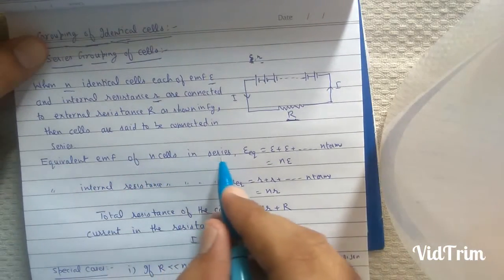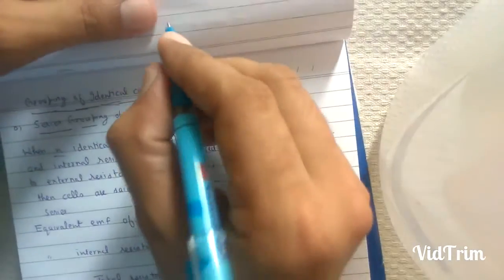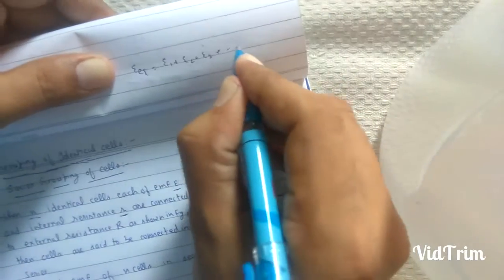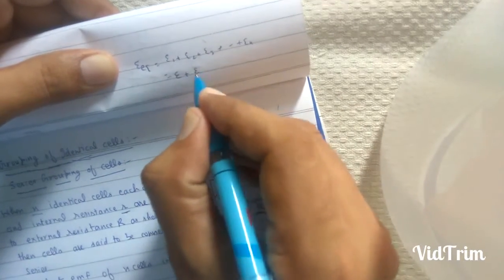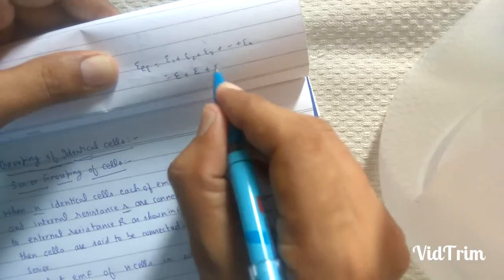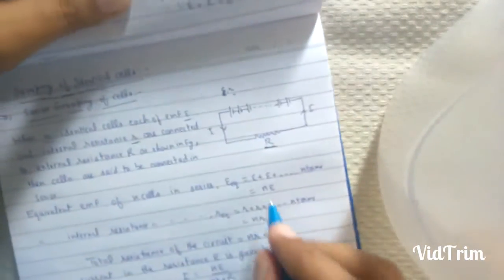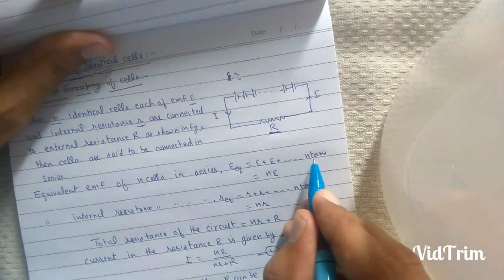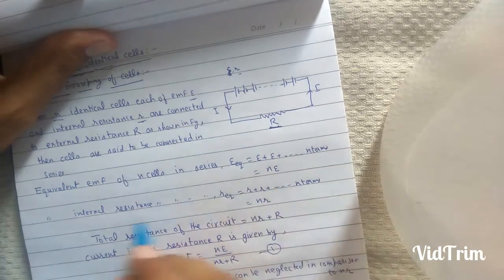Now the equivalent EMF of n cells in series. We know that in series combination the equivalent EMF is given by E equivalent is equal to E1 plus E2 plus E3 plus up to En. Because all the cells are identical, E1 is equal to E, E2 is equal to E, E3 is equal to E, and En is equal to E. Therefore the equivalent EMF will be E plus E up to n terms, therefore this will be nE.